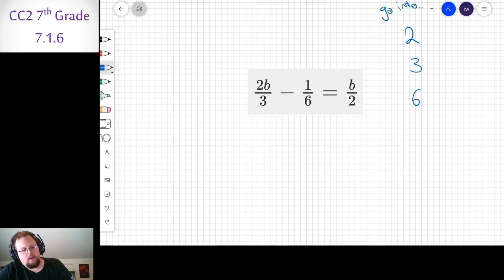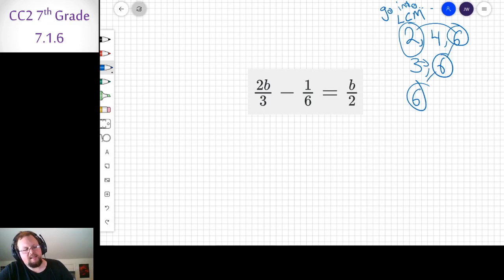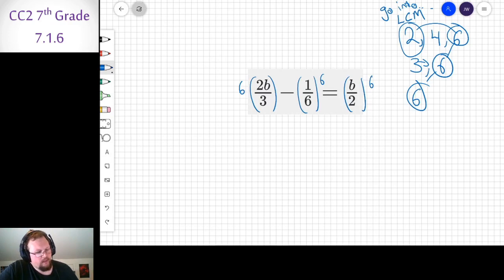And you may recall this is called a least common multiple. Now, I know when the numbers are this simple, you don't have to do this. But counting out, 2, 4, 6, well, hey, 2 goes into 6, that's great. 3, 6, hey, 3 goes into 6. So 6 is my least common multiple. And you can figure out, okay, well, let's try multiplying this whole thing by 6. It's my least common multiple after all.